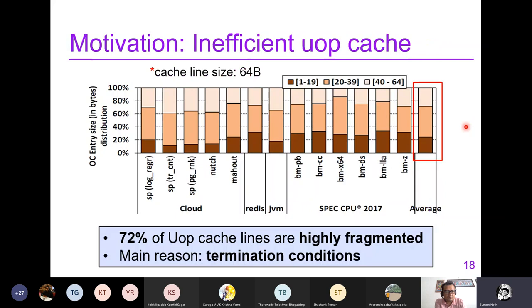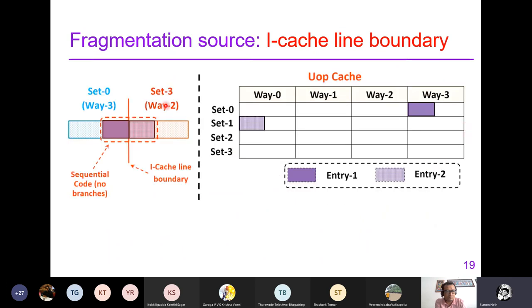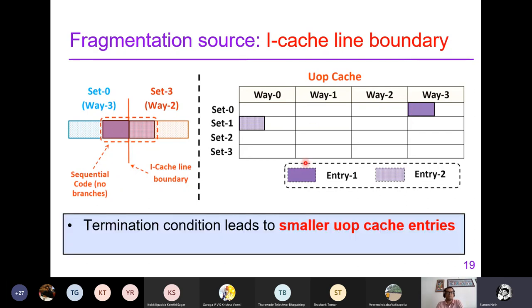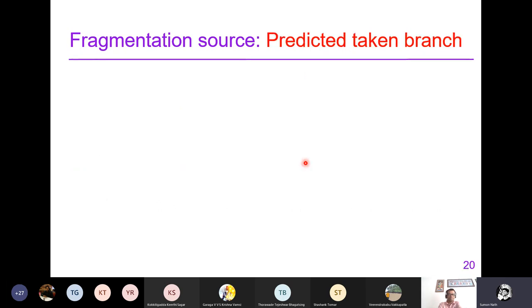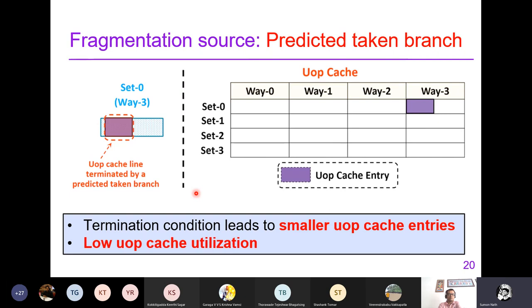So we'll look into the main sources of fragmentation, which are the termination conditions. The first is the iCache line boundary termination condition. We can see that these two blocks are sequential, and because of this iCache line boundary, these entries are mapped to different MuOp cache sets, which leads to smaller MuOp cache entries and hence lower MuOp cache utilization. Going to the second termination condition, similar to the first, the MuOp cache line is terminated by a predicted taken branch, and again smaller MuOp cache entries and low MuOp cache utilization.